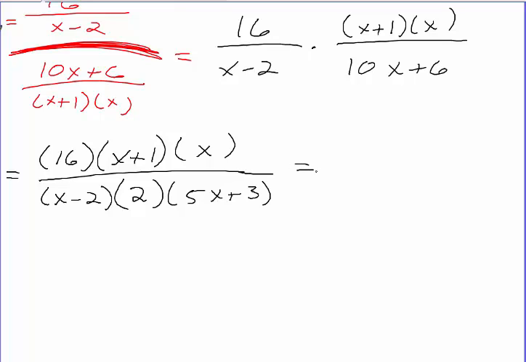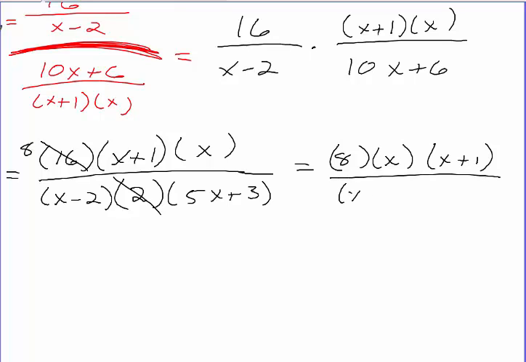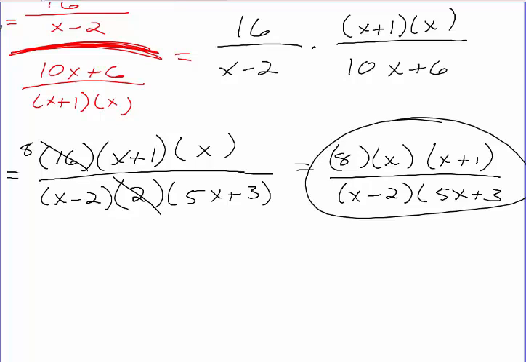Now can anything cancel or reduce from top to bottom? One thing. What's 16 divided by 2? This becomes an 8, and that's gone. You can write it a lot of different ways. It's 8x times x plus 1 all over x minus 2 times 5x plus 3. And that is your final answer.